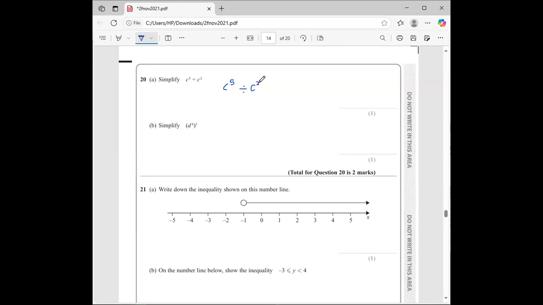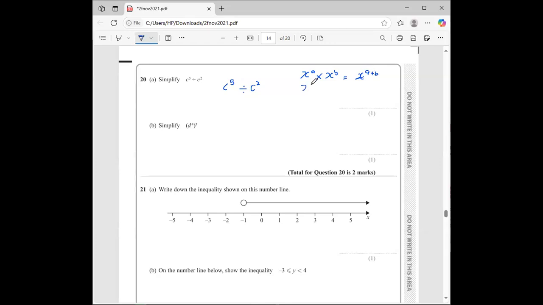the rules for indices. Let's just remind ourselves of the rules. X raised to the power of A times X raised to the power of B equals X. Sorry, my X looks like 2 at that point. X raised to the power of A plus B. Okay, that's for multiplication.